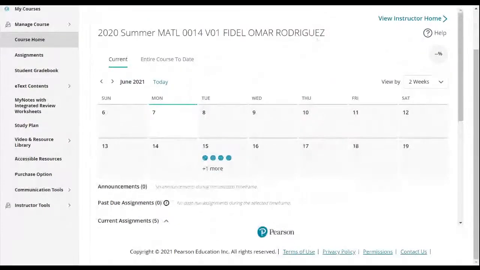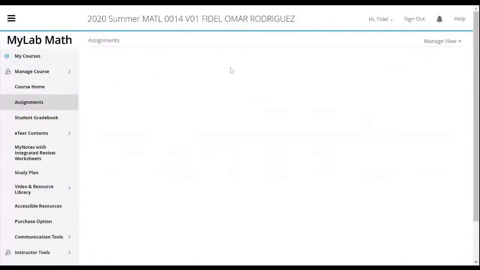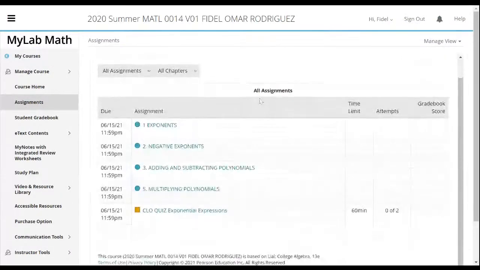And your screen looks like this, right? When I click on assignments, I'll see my assignments right here. Here's the first one: exponents, negative exponents, adding, subtracting polynomials, multiplying polynomials, and then our quiz. And you can see when they're all due. Guys, if you notice here on the quiz, it says attempts 0 out of 2. I haven't started taking my quiz yet. So that's where you're going to find your assignments, okay?